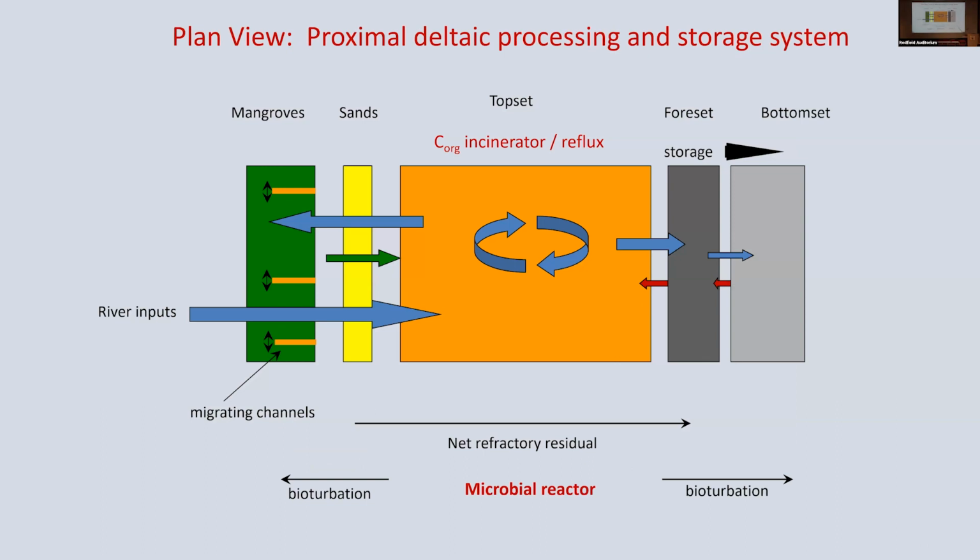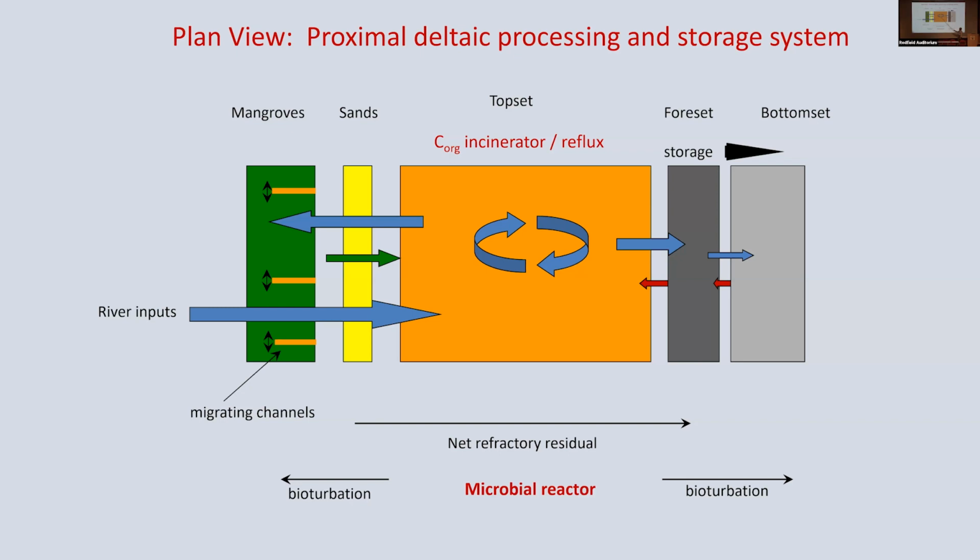Now looking down and emphasizing the function of this kind of system, again, this is a shoreline, mangrove shoreline. This is river inputs. This is sandy regions. This is this topset, which, as you'll see in a minute, I refer to as a carbon incinerator and a refluxing part of the system. This is a storage region of the system. And then as you go on into the ocean, this whole system is prograding, typically nowadays anyway, over the outer shelf part. So I'll talk about the function of each of these parts, emphasizing this because it's absolutely critical to cycling in deltaic systems.